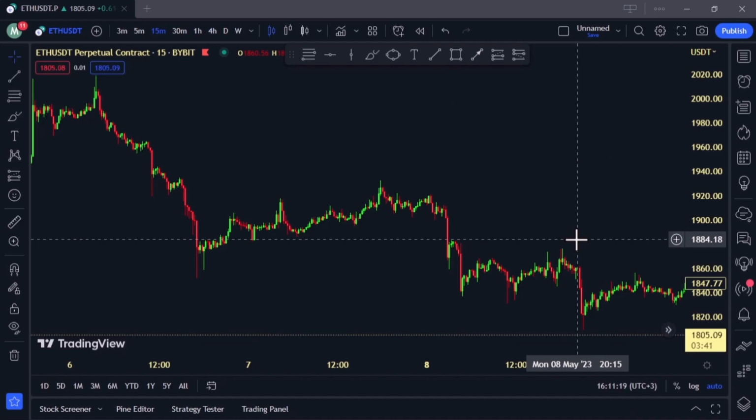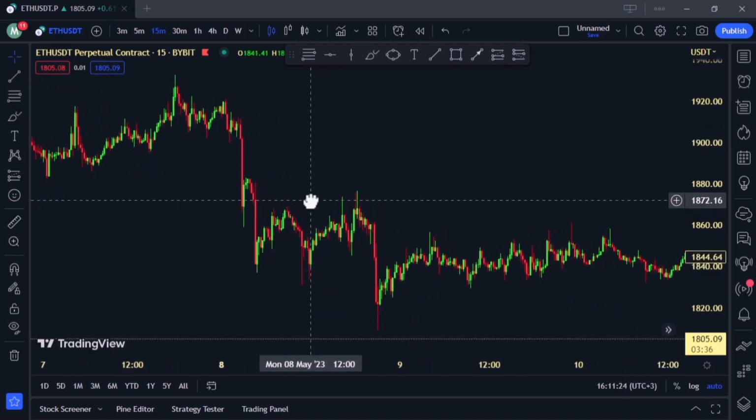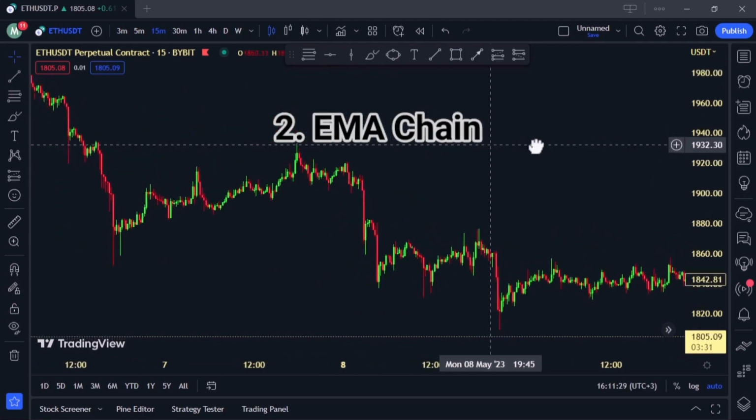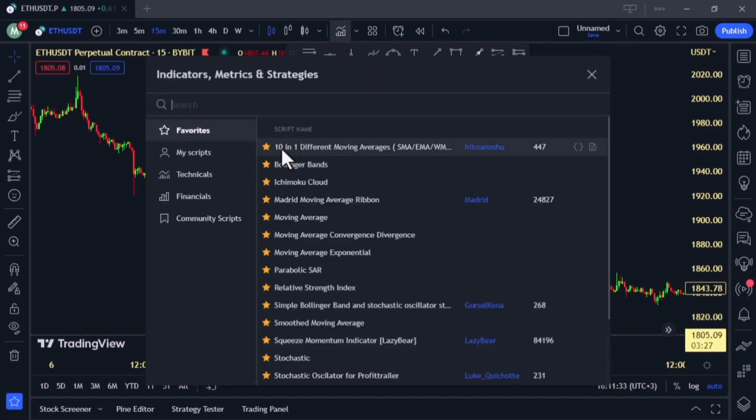Well, the second system or method, let's say, I want to show you to identify a trend and find some good entry and exit points is the EMA chain system. In order to work with it, we need the first indicator, which is this one, a 10-in-1 different moving average, which I talked about previously in other videos. I'll just point it out quickly, because most of us, even me, are using the free version of TradingView. I think it's worth it to buy the pro version, because you won't need more than 3 indicators. More than that, your chart is going to be messy, and we don't want that.